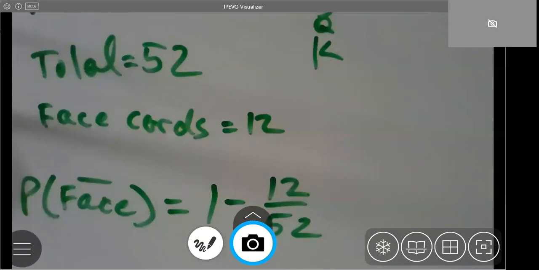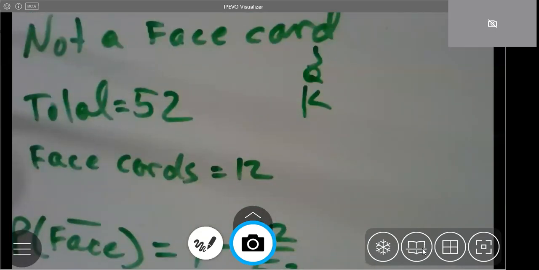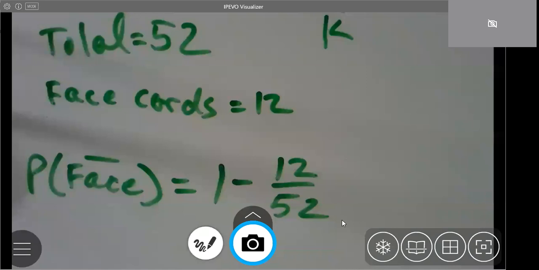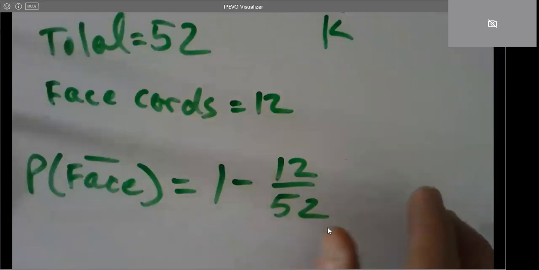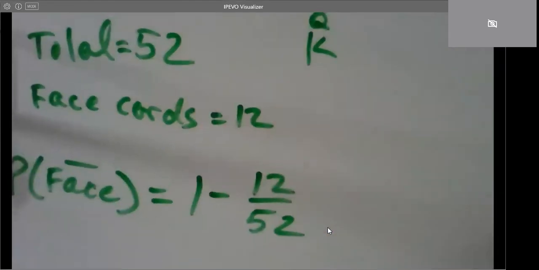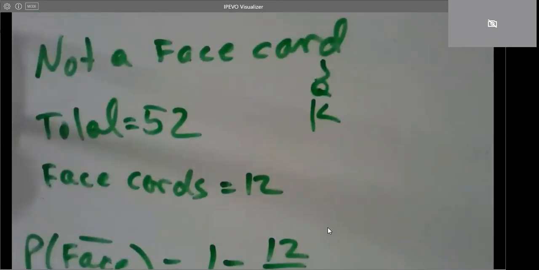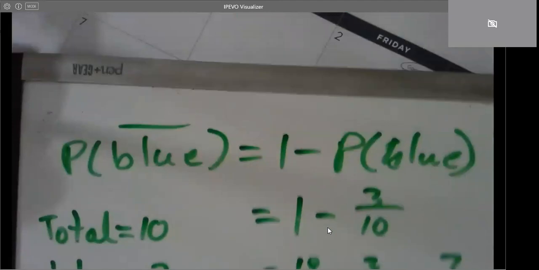I was showing you that when you're trying to find the probability of something not happening, you subtract. You take the probability of that item and then you subtract it from 1. So any questions with that?